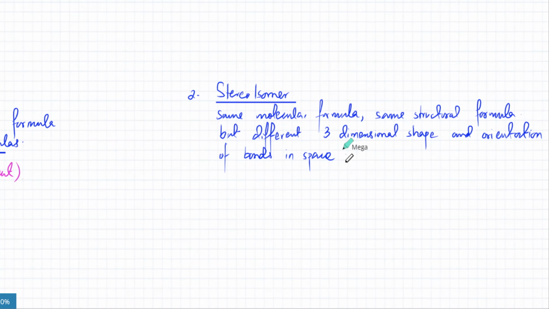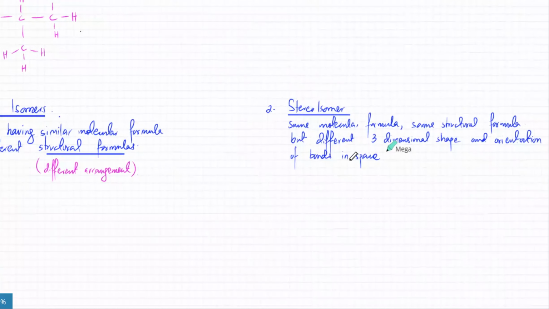They look exactly the same. They are arranged in exactly the same order. The thumb is attached in the same place on both hands, but they're mirrored versions of each other. One thumb is pointing to the right side, the other one to the left side. So the direction of the bonds is different. That is what a stereoisomer is. Even the structural formula is the same, even the arrangement is the same, but the three-dimensional shape of the molecule and the orientation of bonds in space is going to be different.